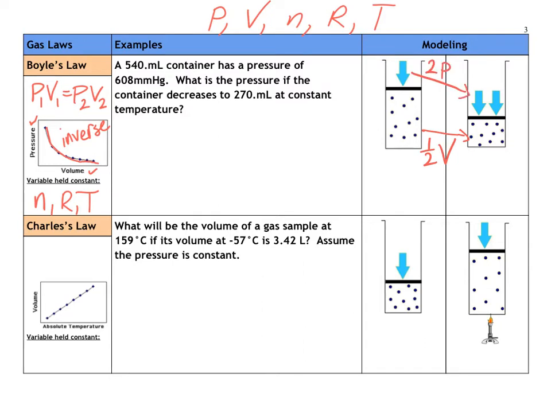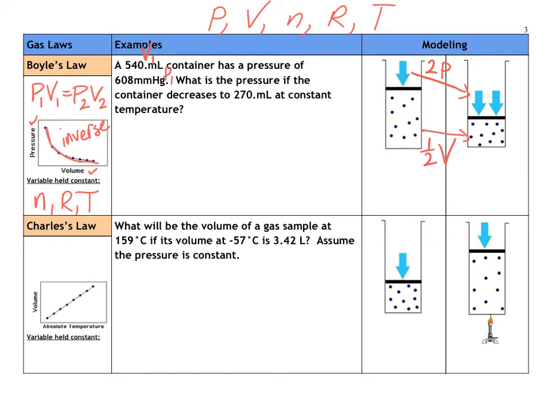And you can see the denotation of doubling is the doubled arrows. And so let's go ahead and do the mathematics behind this actual problem. It should align with the modeling as well. So when I do this problem, I first like to designate the variables that I can identify. So 540 milliliters is in fact volume 1, and it has a pressure 1.